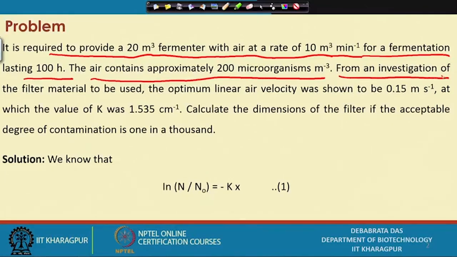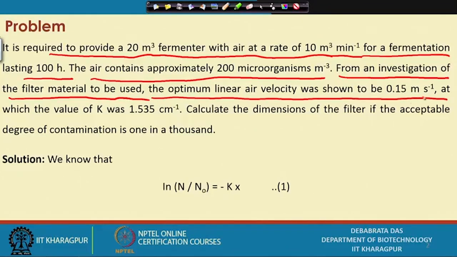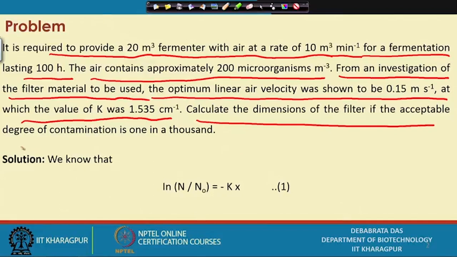From an investigation of the filter material to be used, the optimum linear velocity was shown to be 0.15 meter per second, at which the K value is 1.535 centimeter inverse. Calculate the dimension of the filter if the acceptable degree of contamination is 1 in 1000.